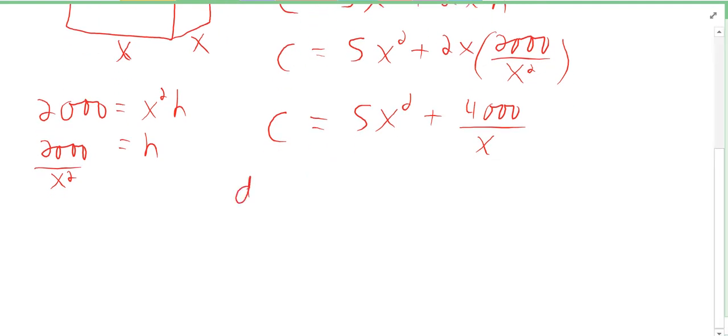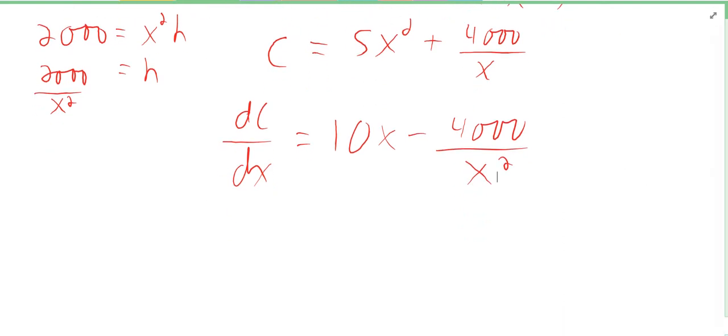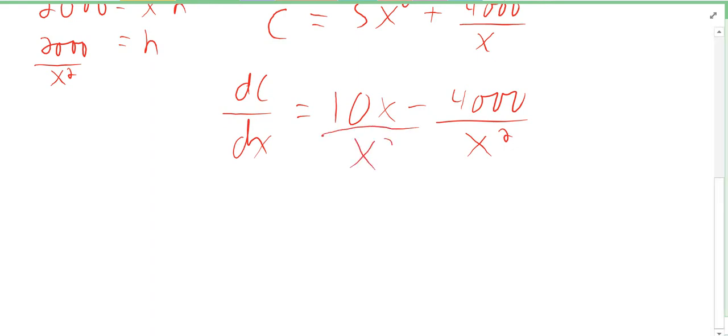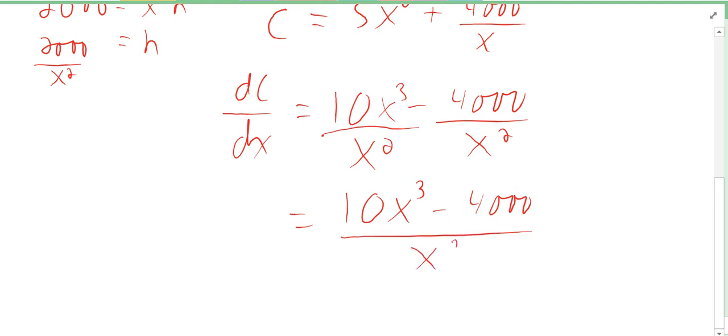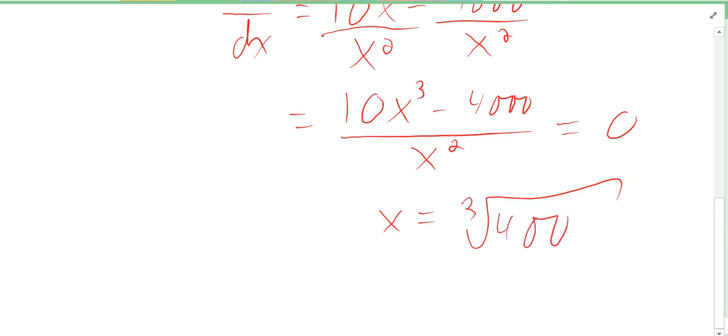Now in this simplified, we got it all down to one variable, so dC over dx is going to be 10x minus 4,000 over x squared. And to find out where that's going to be 0, common denominator, which is going to be x squared. So this is going to be 10x cubed minus 4,000 over x squared. And that's undefined at 0, because that's the smallest x can be. And it's going to equal 0 when x is the cube root of 4,000 over 10, which is 400.